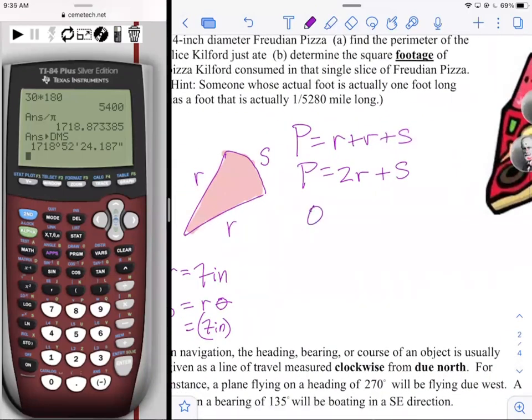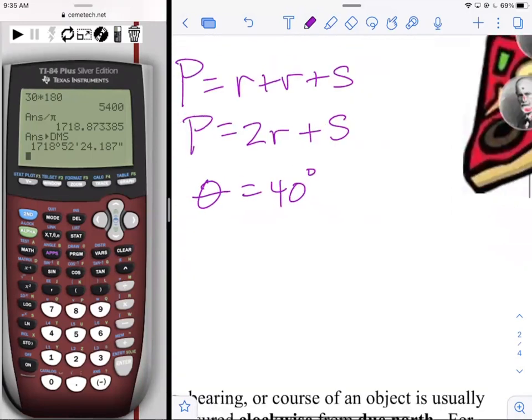Theta was given to be 40 degrees, but I can't just plug 40 degrees in there because then I end up with inches degrees. We need to convert it. Now I'm going to convert this one off to the side. When I did the other calculation, I did it in the problem, but I'm doing this off to the side because we're going to use it more than once.